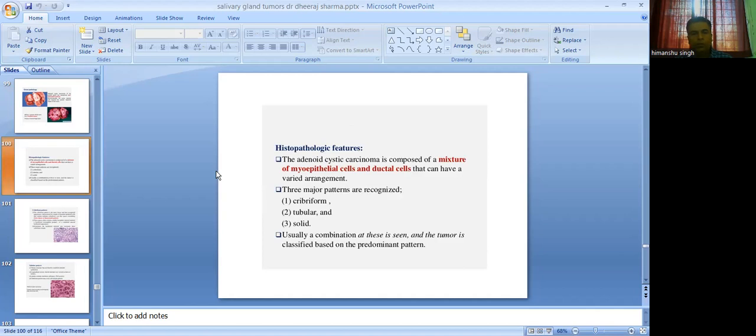Coming to histological features, the adenoid cystic carcinoma is composed of a mixture of myoepithelial cells and ductal cells that can have a varied element. Three major patterns are usually seen. First is the cribriform pattern, then you have the tubular pattern, and then you have the solid pattern. Usually, a combination of all these three is seen, and the tumor is classified on the predominant pattern.